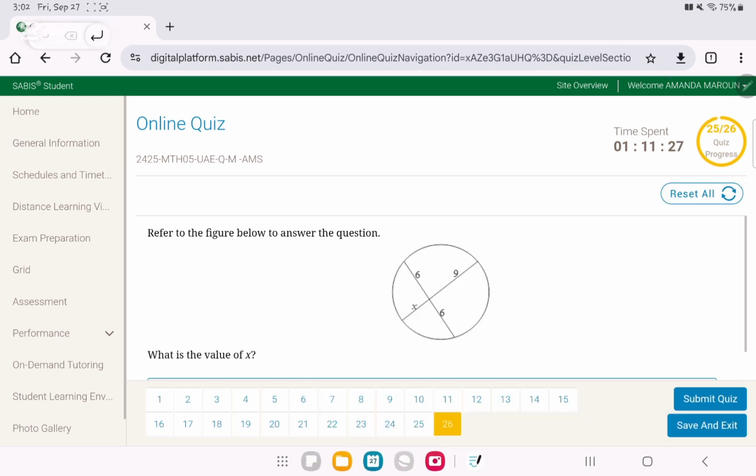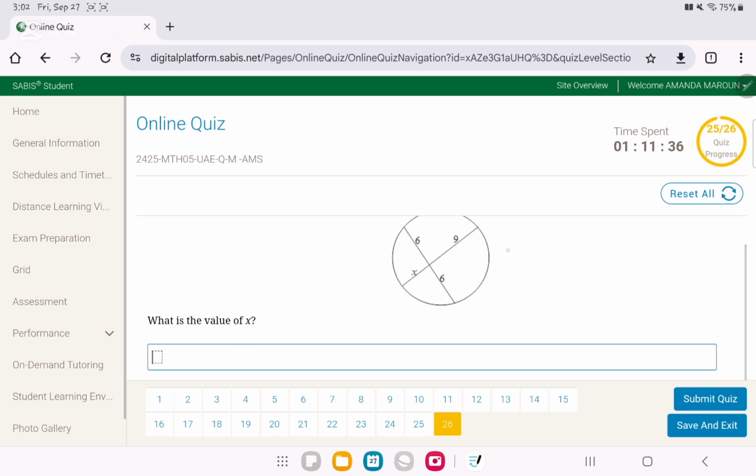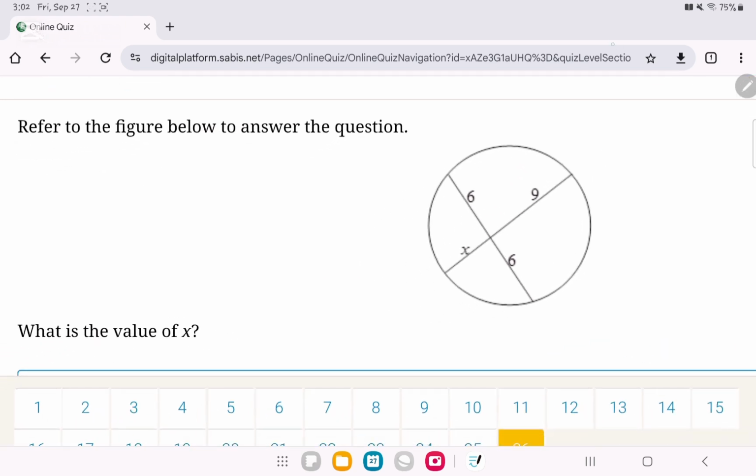Final question, and we finally reached it. Refer to the figure below. After an hour, okay, we finally reached the last question. Refer to the figure below to answer the question. What is the value of x? This is how we do it. You either take this triangle and this triangle, or this triangle and this triangle, whatever suits you.